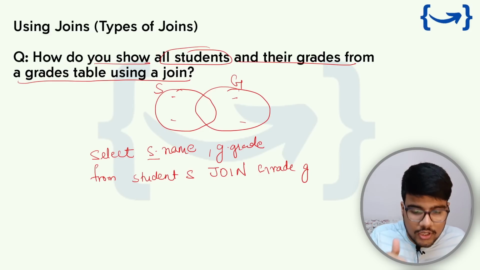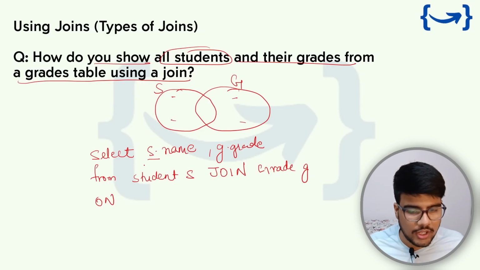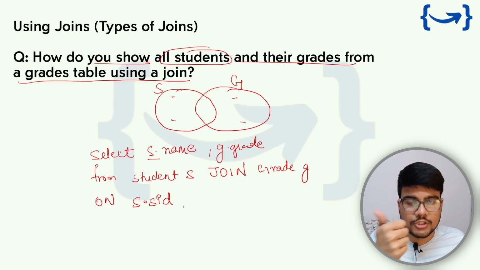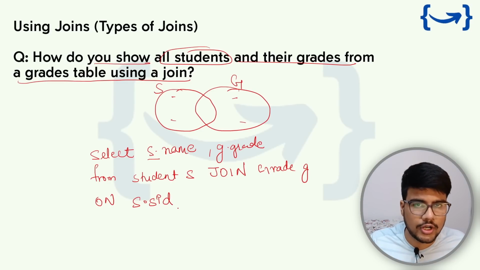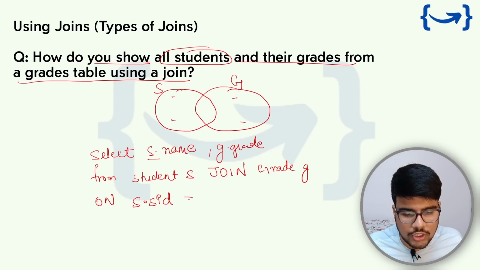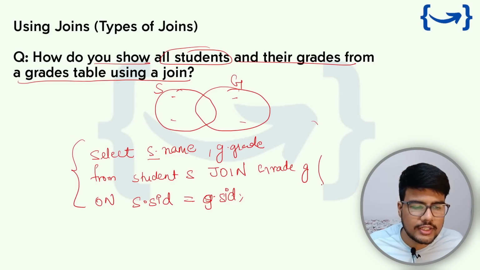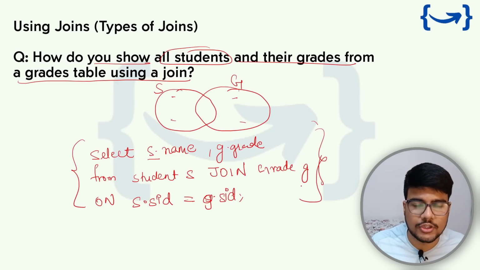Now on what basis are you connecting both tables? Let me know the common instance. I will let you know. The common instance will be S dot student ID, which in the students table we must have, and which is the same in the grade table as well. So S dot student ID equals G dot SID. This will do my work and find me all the names and the grades associated with all the students.